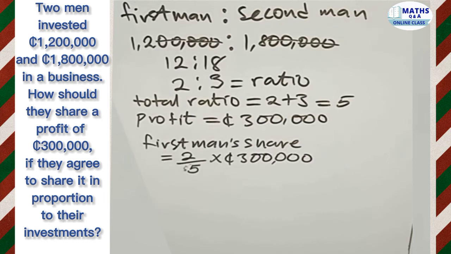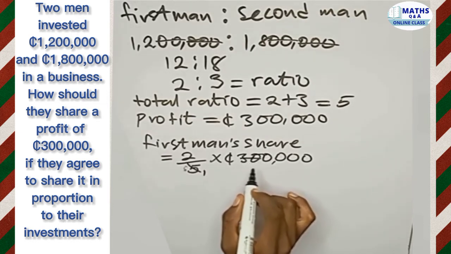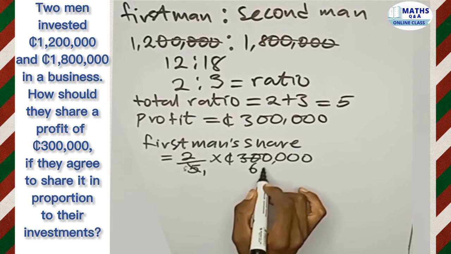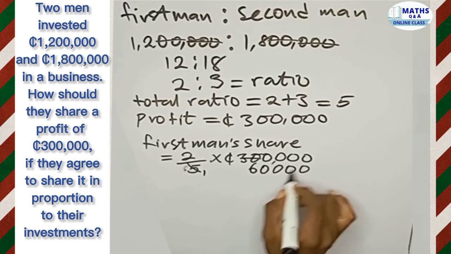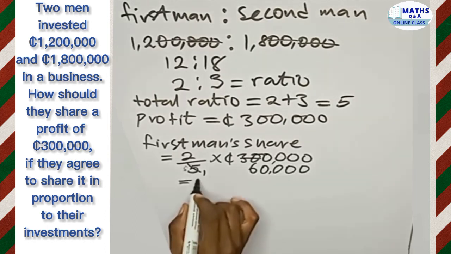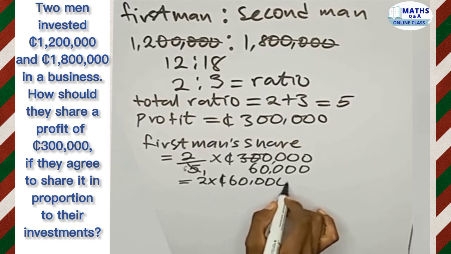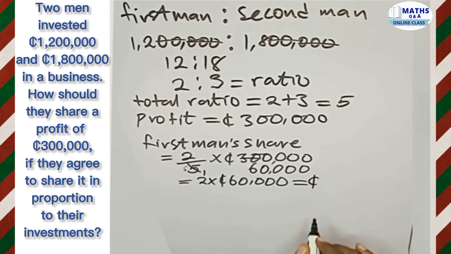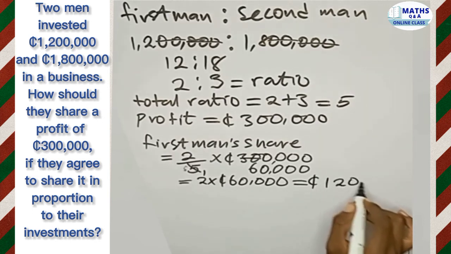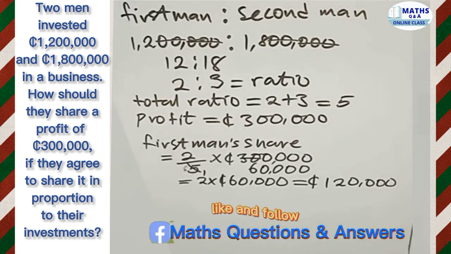Then we can reduce it. 5 divides itself 1, 5 divides 30, which is 6. Then we add the 3 zeros, giving us 60,000. So we multiply 2 by 60,000, and that will amount to 120,000 cedis. So that is the share for the first man.